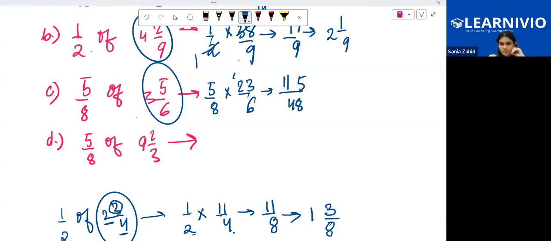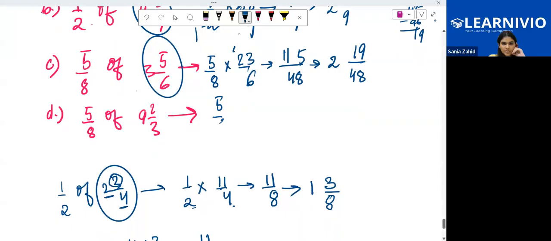115 by 46. 48. 48. Then you will convert, so it will be approximately 48 into 6 is 90. 19 by 8. 48. Ma'am, it's 298 by 48. Whole 19 by 48. Okay.